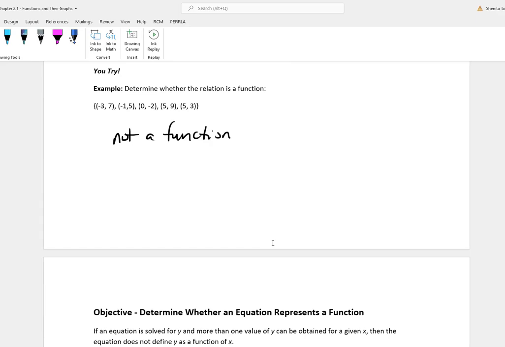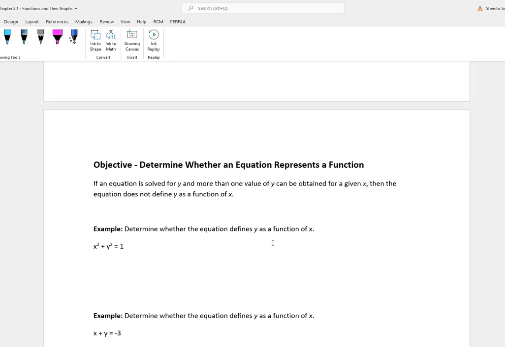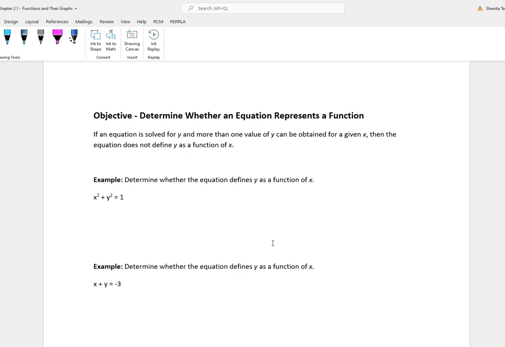Now let's determine whether or not an equation represents a function. If an equation is solved for y and more than one value of y can be obtained for a given x, then the equation does not define y as a function of x. So we're going to determine whether this equation defines y as a function of x. We have x squared plus y squared equals 1. The first thing I'm going to do is solve for y. I subtract x squared from both sides. This gives me y squared equals 1 minus x squared.